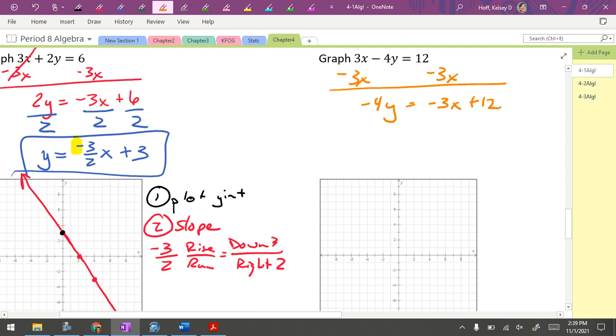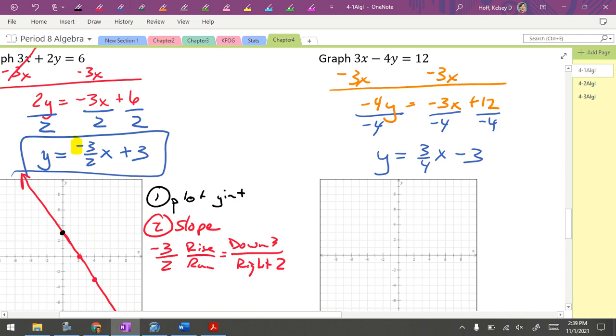If I had to guess, most of you are okay to start with. You subtracted 3x to the other side. Am I right? No. What should you have done then? Divide by -4. So you wind up with y equals 3/4 x minus 3.